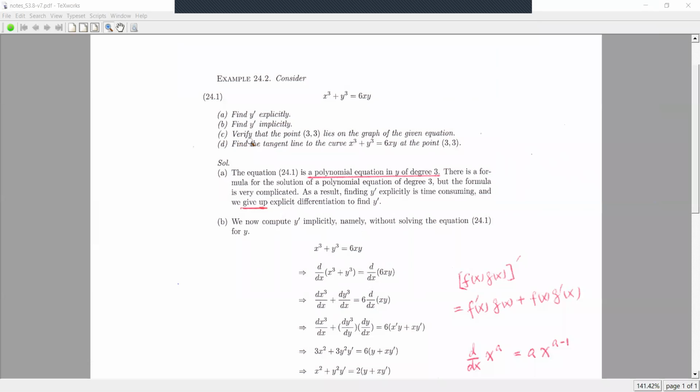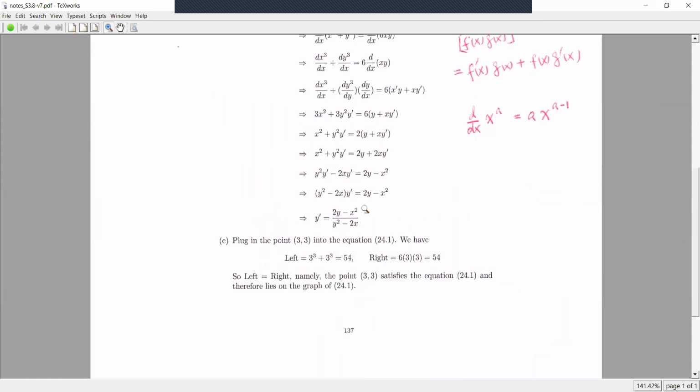Part C. Verify that the point lies on the graph of the given equation. To answer this question, plug the point into the equation and see whether or not the equation holds. Now, plug the point 3 into the given equation. Then the left-hand side is 54, and the right side is also 54. So the left side is equal to the right side. Therefore, the point satisfies the given equation.